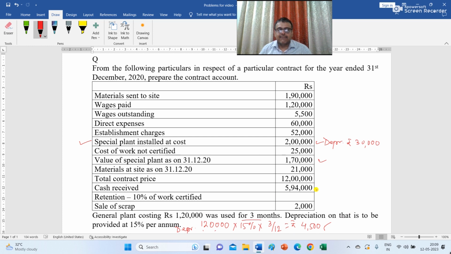Now cash receipt was 5,94,000 and retention money was 10%. So value of work certified is equal to 5,94,000 divided by 90%. So you will get 6,60,000. So 6,60,000 is the value of work certified and cost of work uncertified, or not certified, is 25,000. So now let us proceed with the solution.